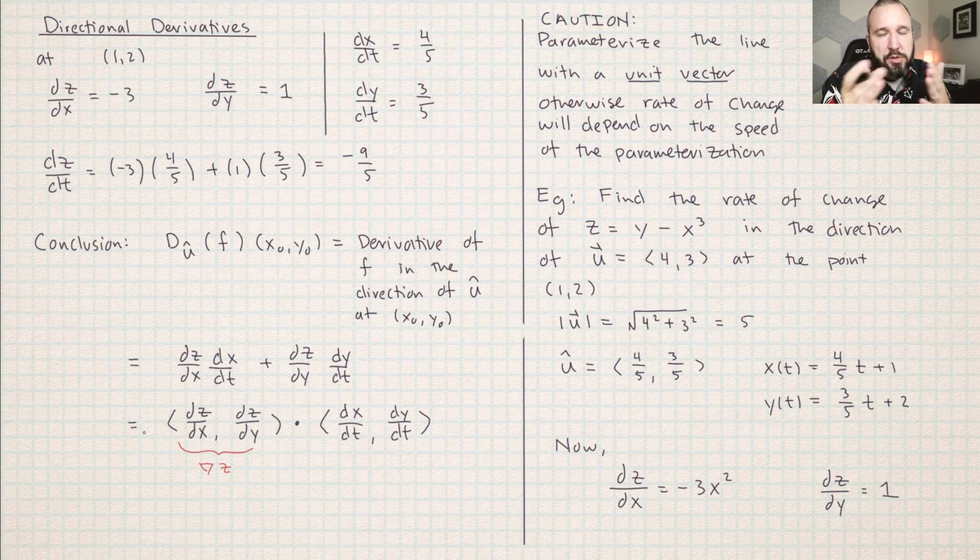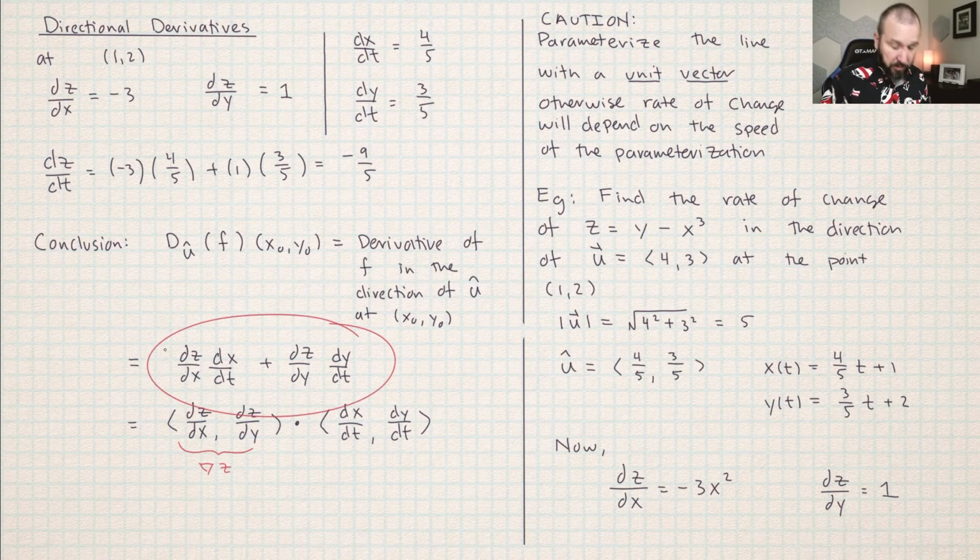All right, these are the symbols that we use to represent these objects. D for derivative, U for the direction that you're moving in, F for the function that you're taking the derivative of, X naught, Y naught for the point that you're at. This is the derivative of F in the direction of U at X naught, Y naught. And this is the formula that we've been using to get the answer. It's just the chain rule, okay? And then we viewed this chain rule as a dot product.